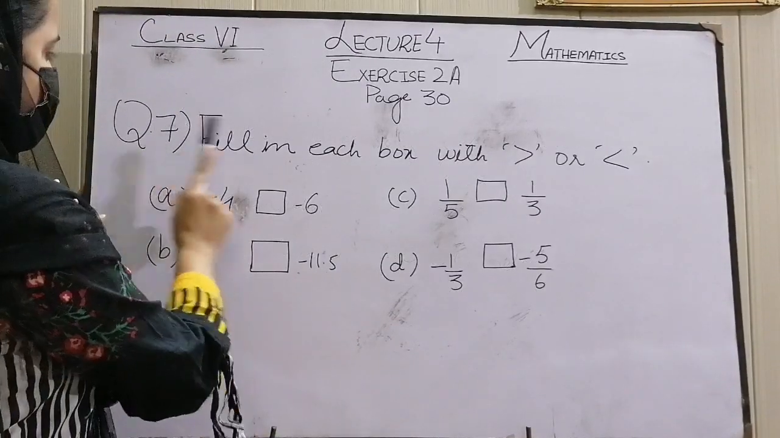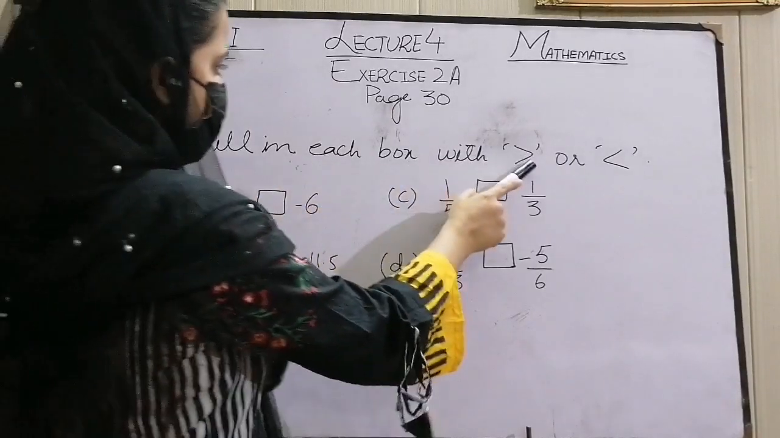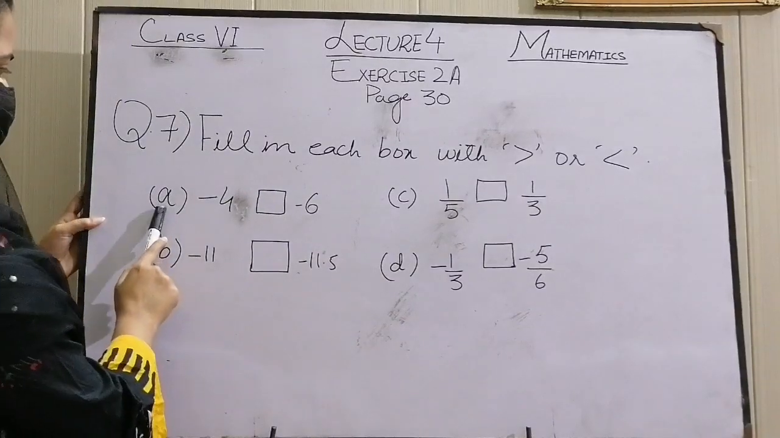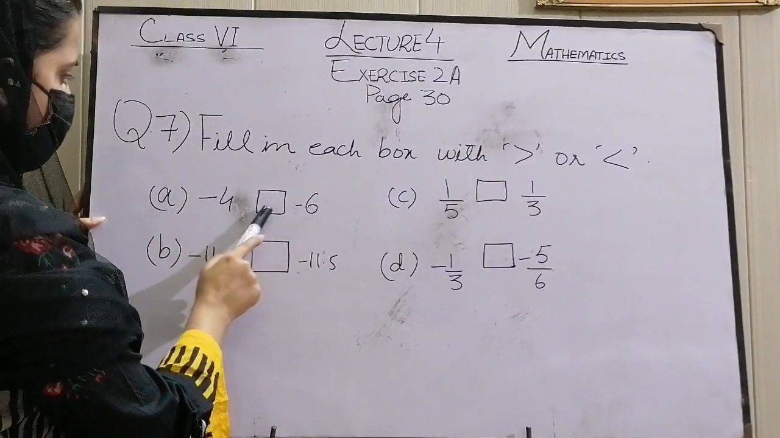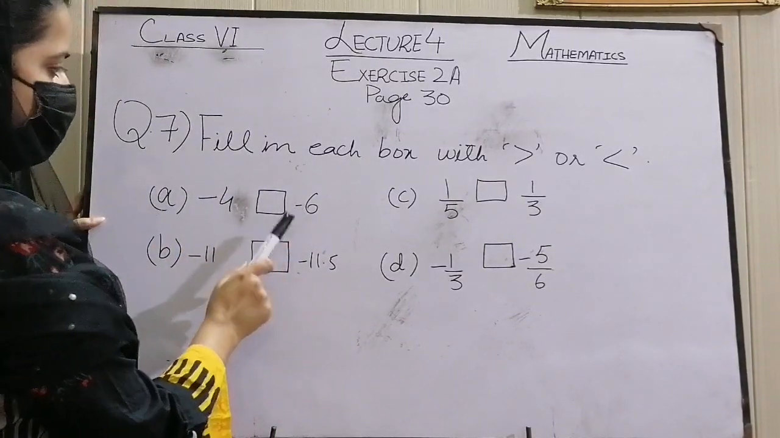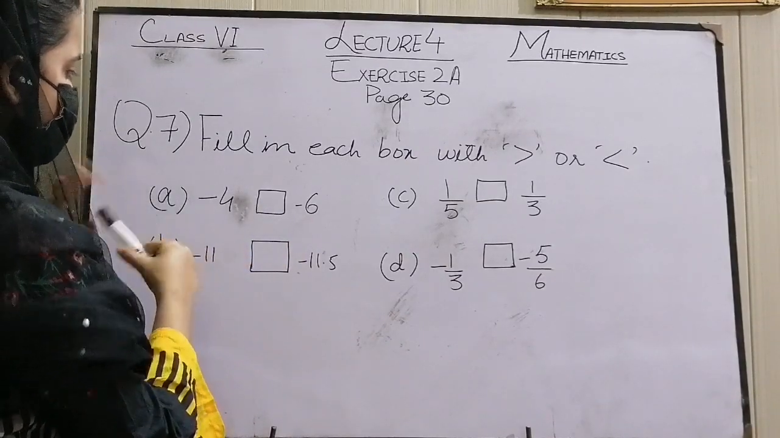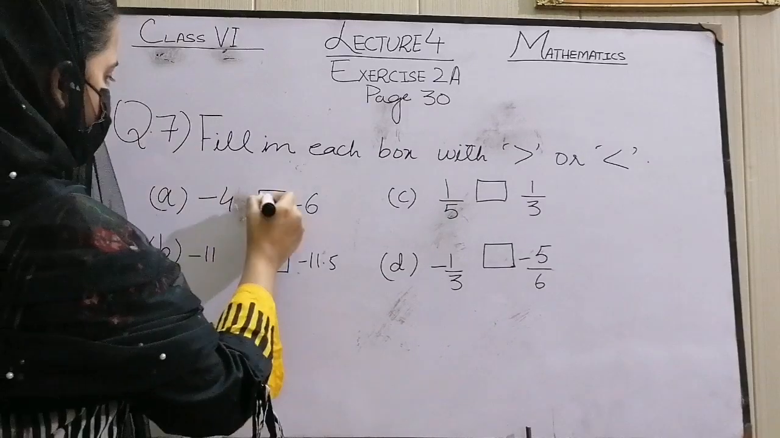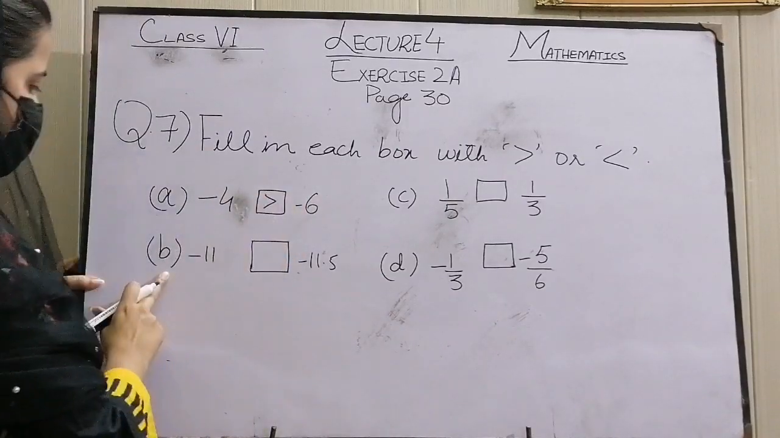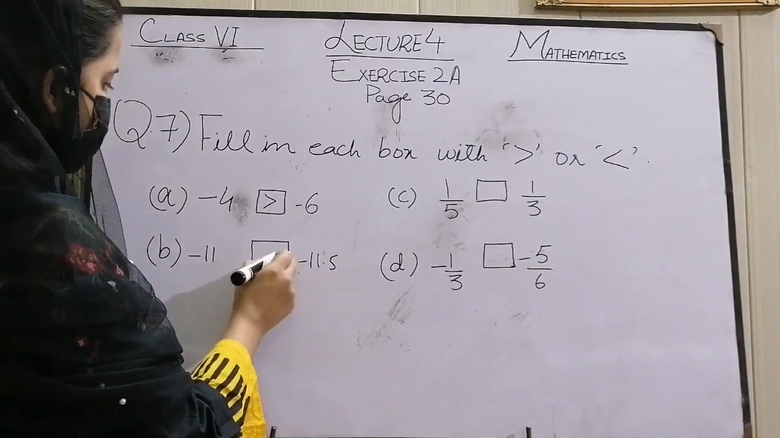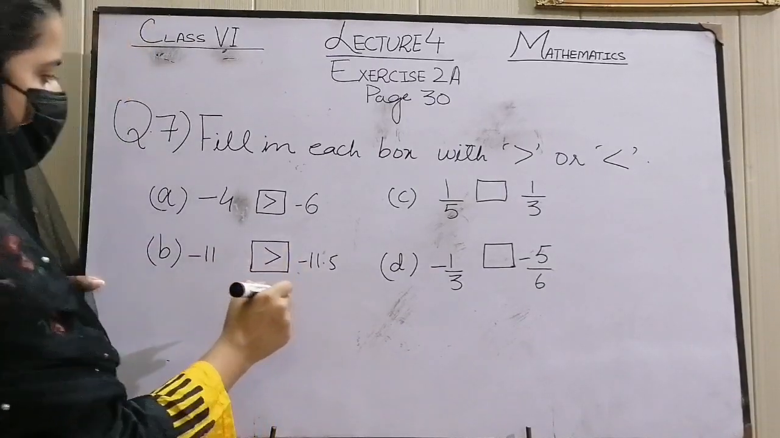Question number 7 is fill in each box with greater than or smaller than sign. Part A, minus 4 and minus 6. You know, in negative numbers, greater numbers are smaller and smaller numbers are greater. So minus 4 would be the greater number here. Part B is minus 11 and minus 11.5. So this would be the smaller one.